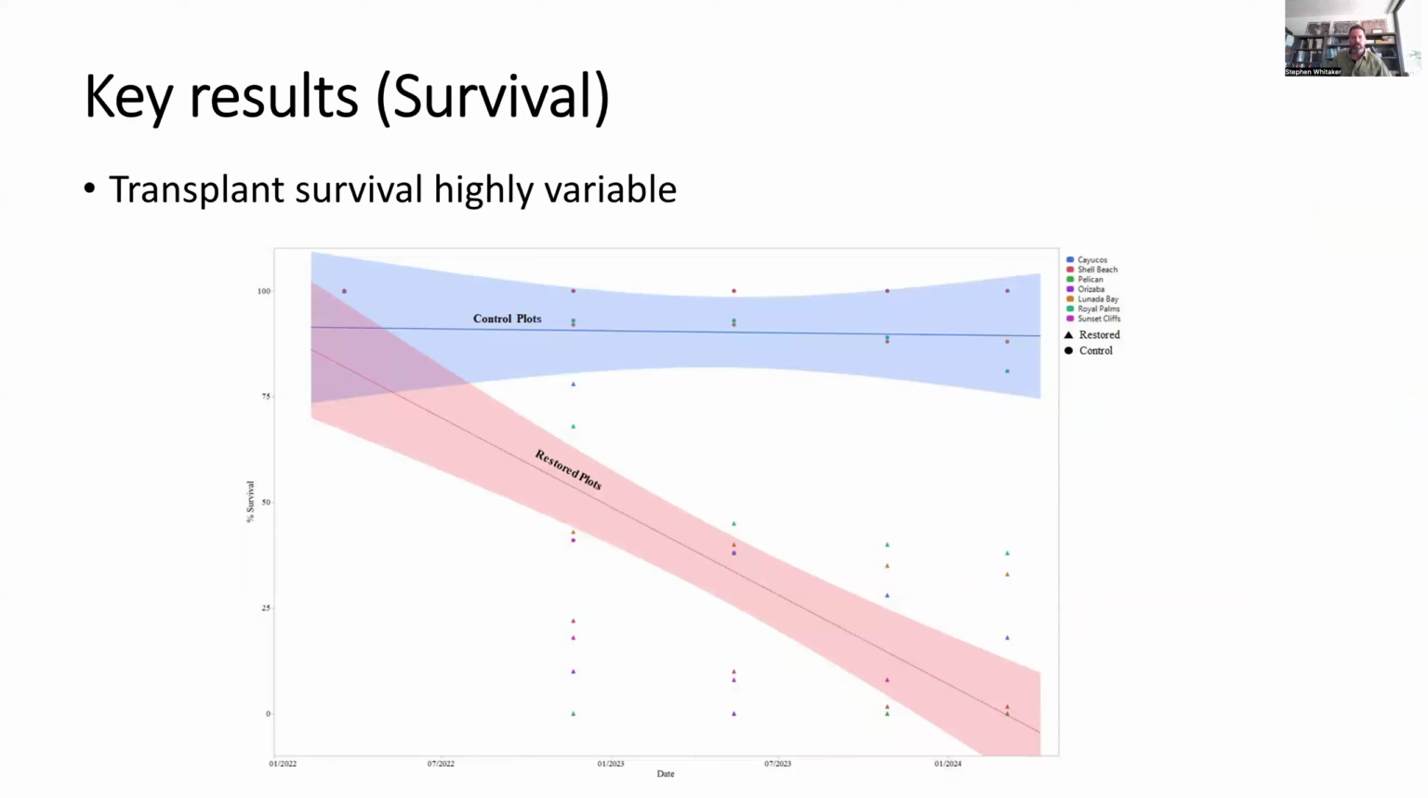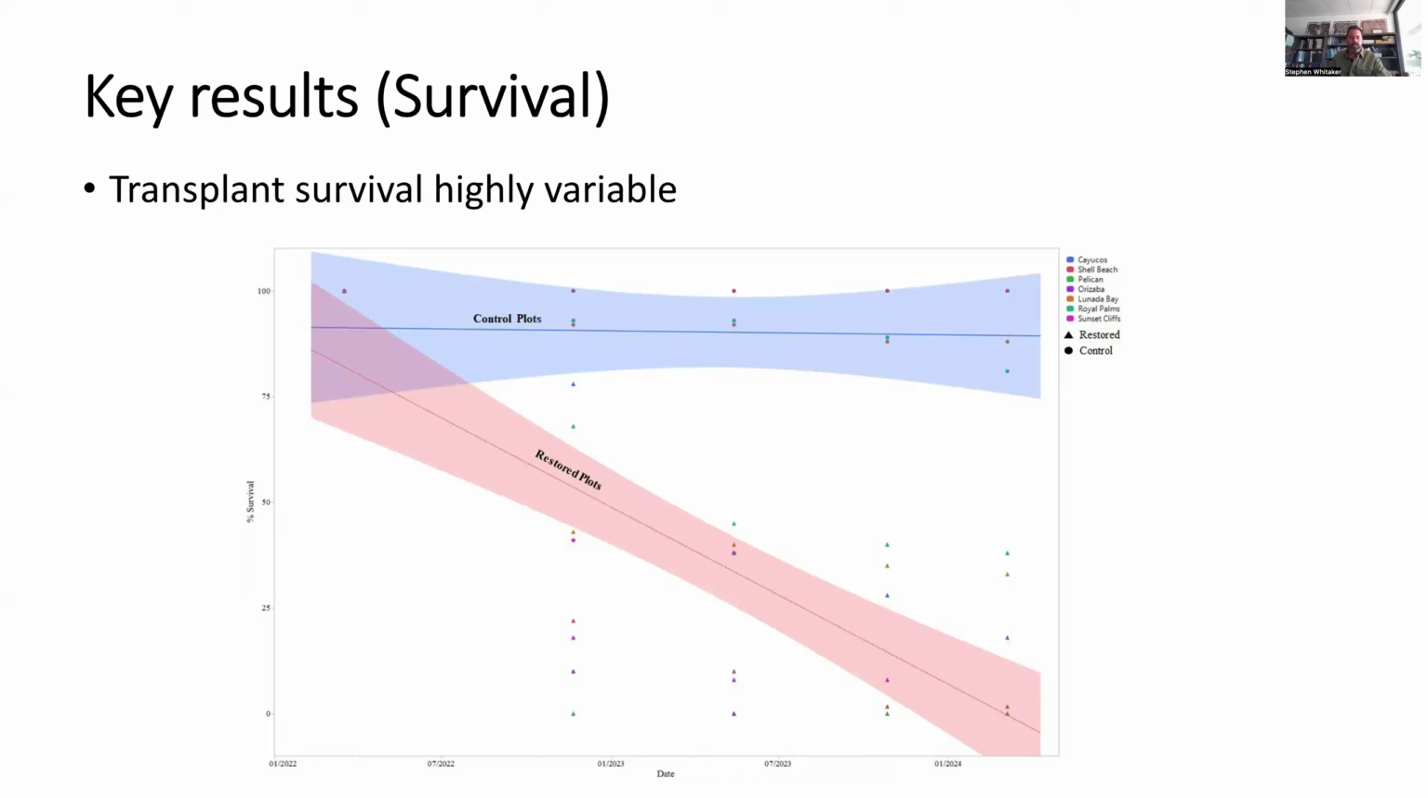So moving into some of the key results, because we did a lot of stuff, I'll just hit on the highlights here. Overall, we found that the survival of transplants was highly variable across restoration sites over the course of the 2-year project. And in this case, the number of outplanted individuals remaining at sites ranged from just a few transplants to approximately 75 at the most.